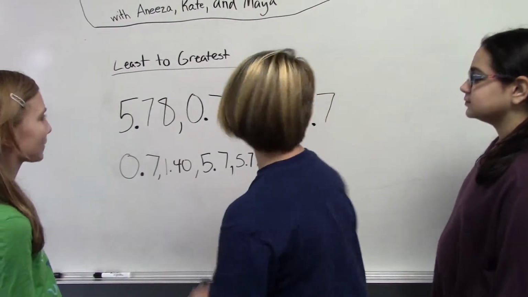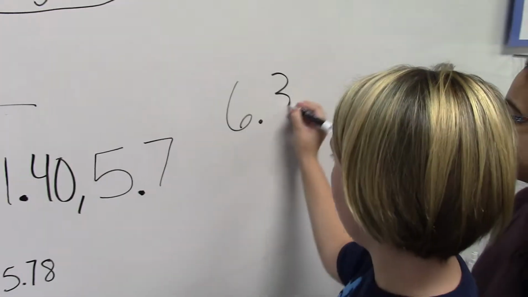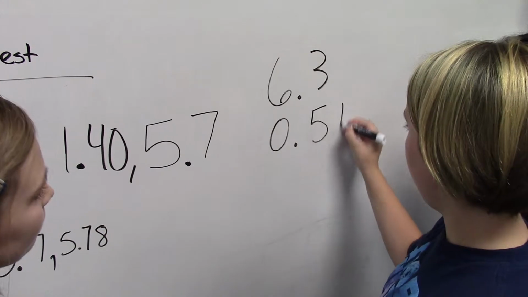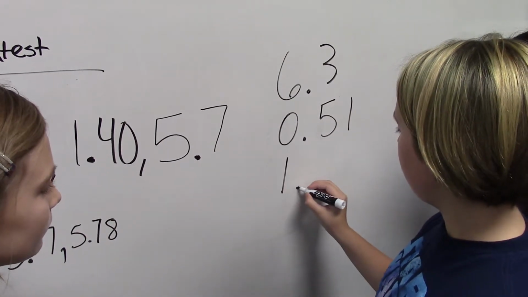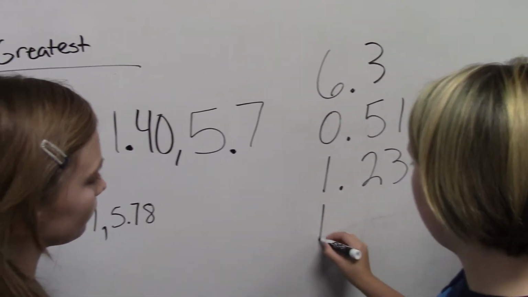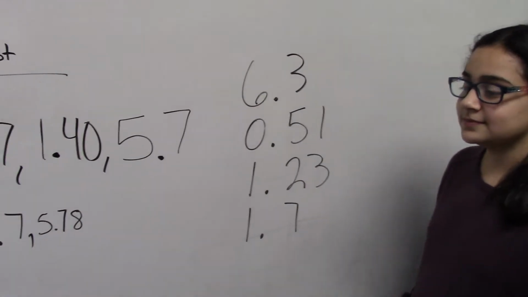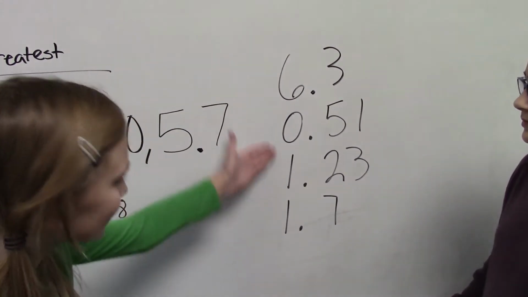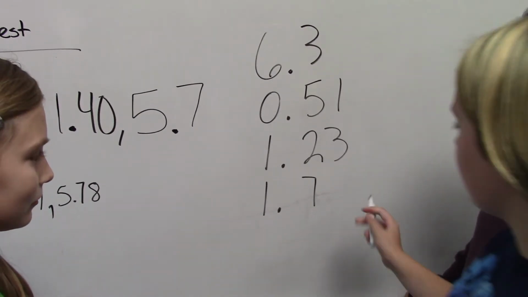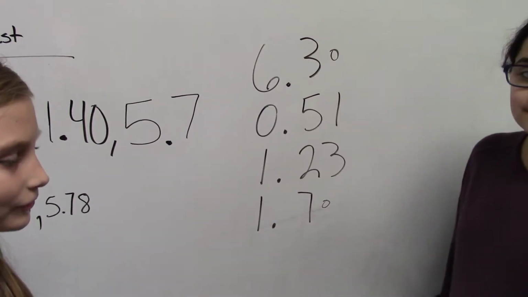How about we do 6.3, 0.51, 1.23, and 1.7. What's the first thing you do? You look in the ones column to see which number is the smallest. Actually, the first thing you do is plug in your zeros. Plug in the zeros.